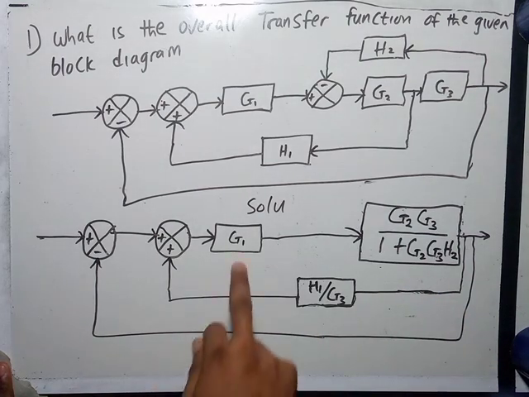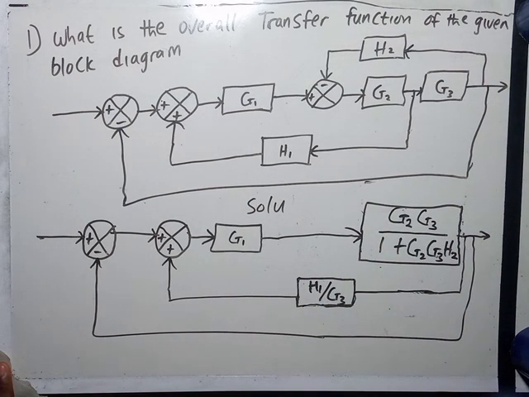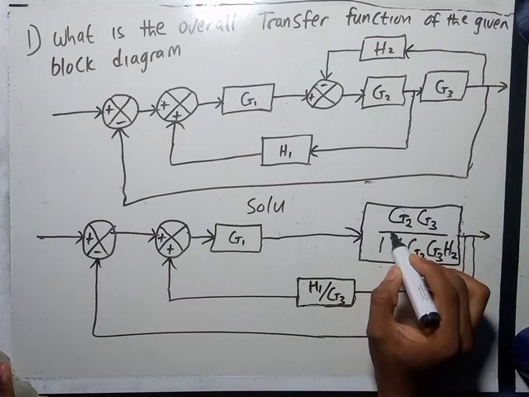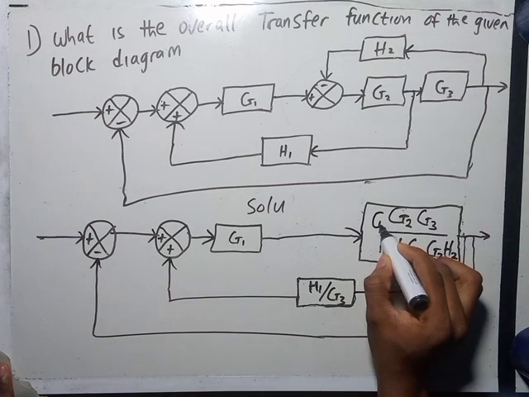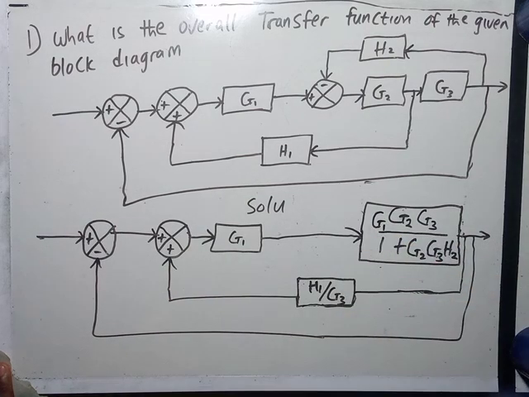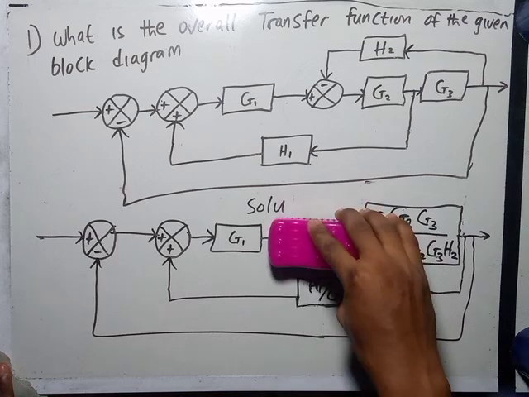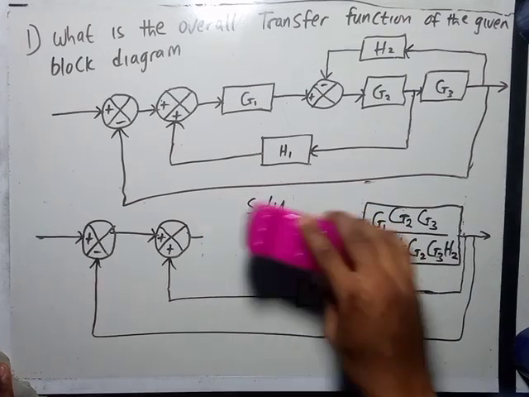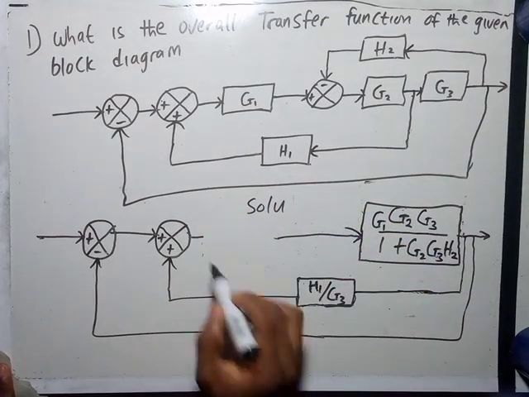Now this and this are in series, so we can also simply just multiply them. And when we do that, we have G1 here in front multiplying the whole of this, and this will go, and this will go.